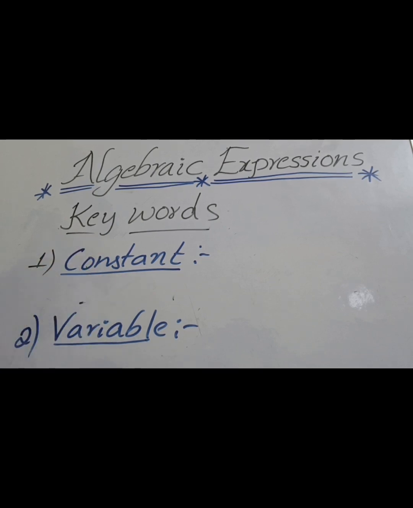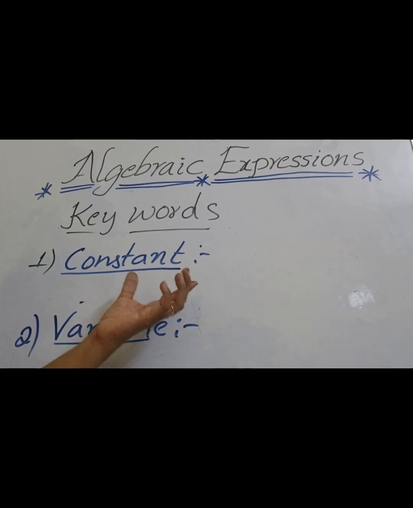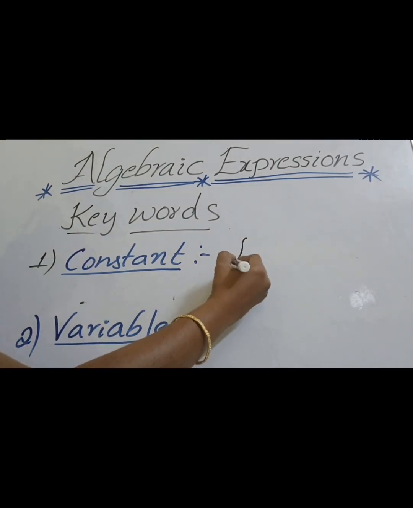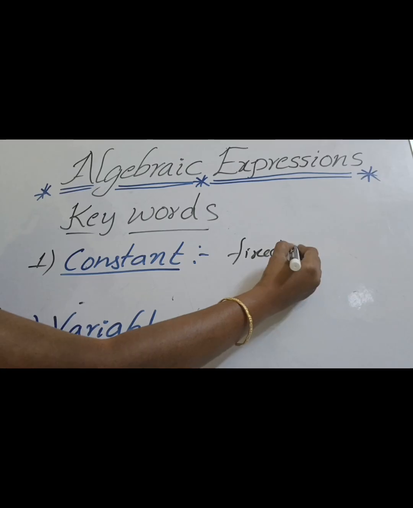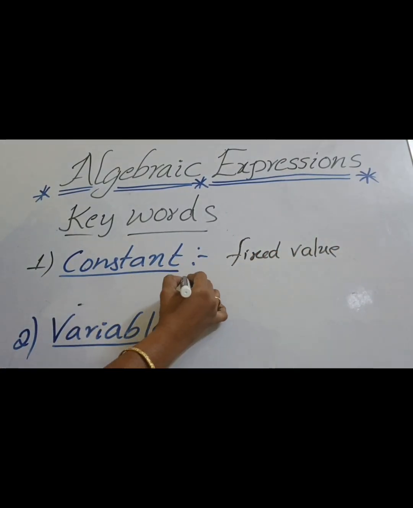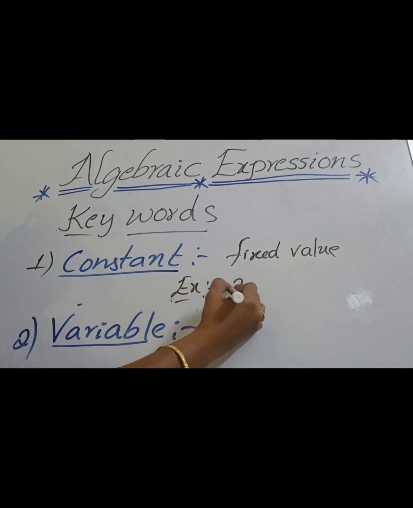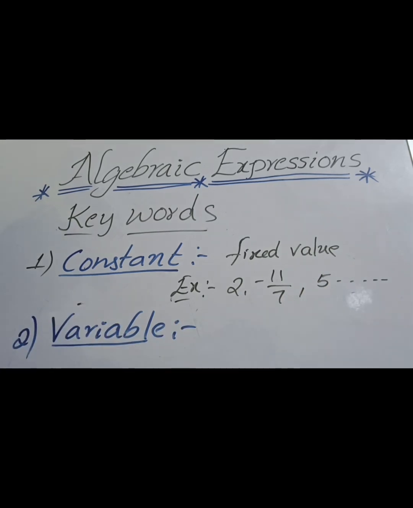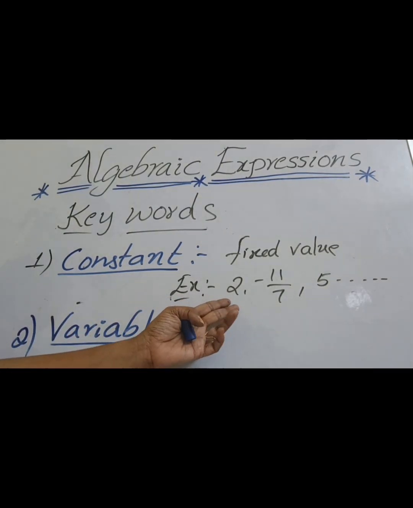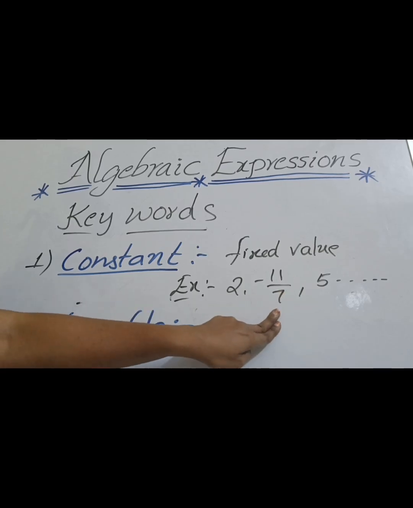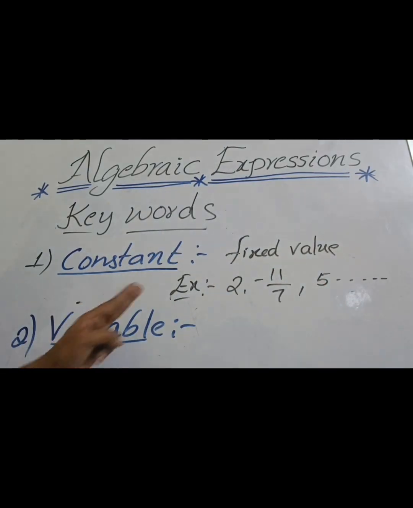First, what is a constant? A constant is nothing but, children, a symbol which has a fixed value, no changes in that. Then that is called a constant. It has a fixed value, no changes. Understood, children? For example, 2, minus 11 by 7, 5, and so on. See, 2, no changes. Minus 11 by 7, here also no changes in the value. 5, like that. These are the examples.